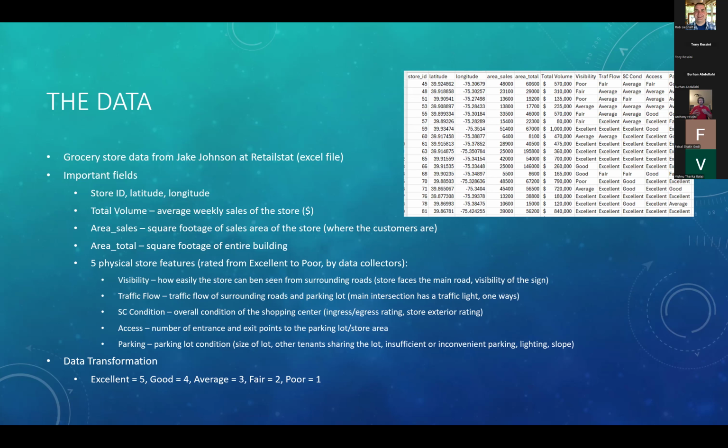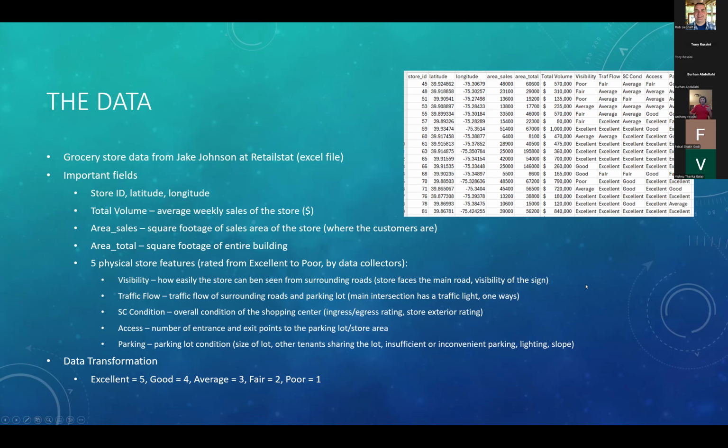So these features, they're rated from excellent to poor. So excellent, good, average, fair, and poor are your 5 class options. And for this project, I did have to translate these character values to numeric. So that'd just be simply 5, 4, 3, 2, 1, respectively. And so we'll talk about these store features specifically now.